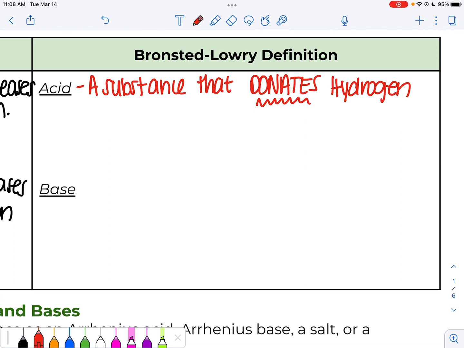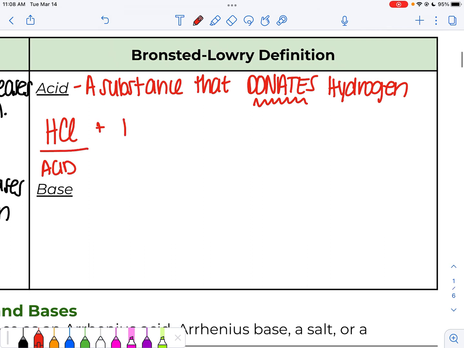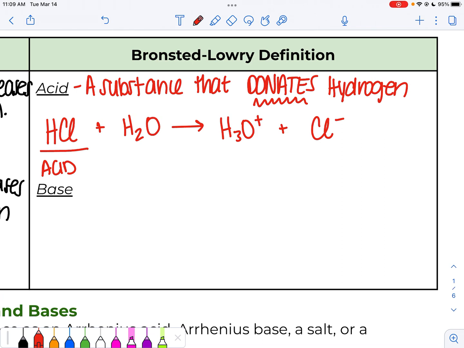So let's take an acid that we know of, HCl, hydrochloric acid. If this thing reacts with water, what are we going to get? We're going to get H3O+, hydronium, and Cl- ions floating around. So how does this thing meet the definition of a Bronsted-Lowry acid? HCl is going to donate its hydrogen to the water. So this thing is going to give up its hydrogen and produce hydronium by donating the hydrogen to water.